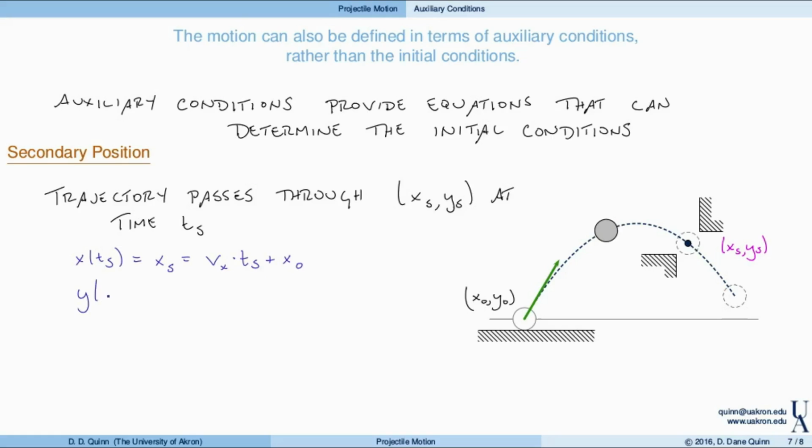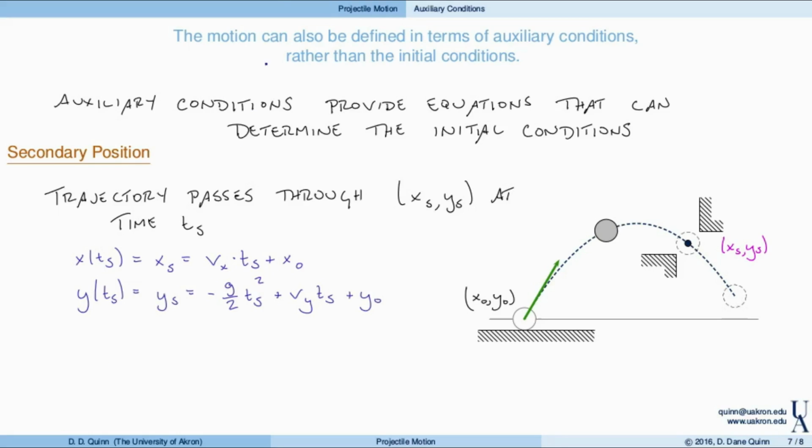Looking at y, we find that y of ts is ys, and again from the equations of motion and the resulting solution, minus g over 2 times ts squared plus vy times ts, and then plus y naught. So the trajectory must satisfy our auxiliary conditions, and it must follow the motion that we predict from linear momentum balance. So this gives us two additional equations in terms of the auxiliary position and perhaps the unknown time.